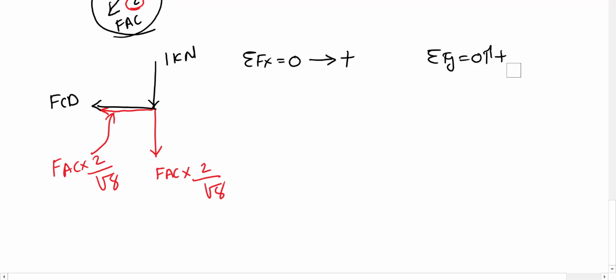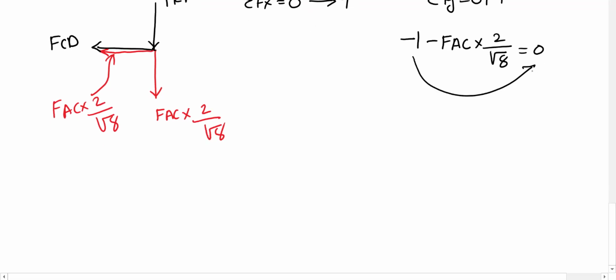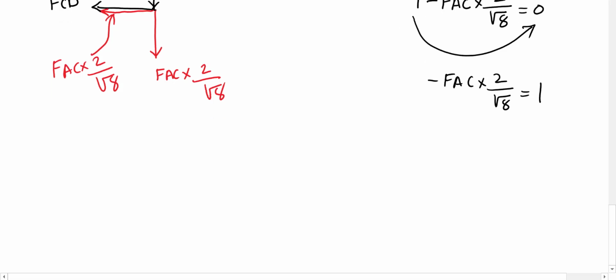Now in this case we apply the vertical: 1 is going down, so minus 1, FAC going down, so minus FAC times 2 on square root 8, equal to 0. We can bring this minus across, so minus FAC times 2 on square root 8 equals 1. So FAC equals, bringing this minus across and then square root 8 on 2, that gives us minus 1.41 kilonewton.